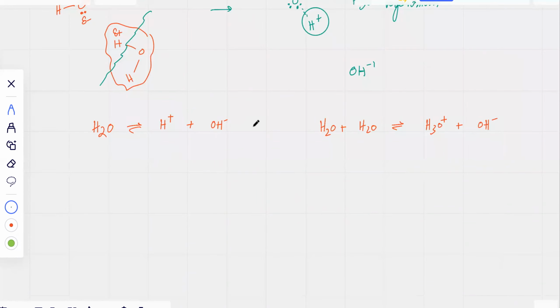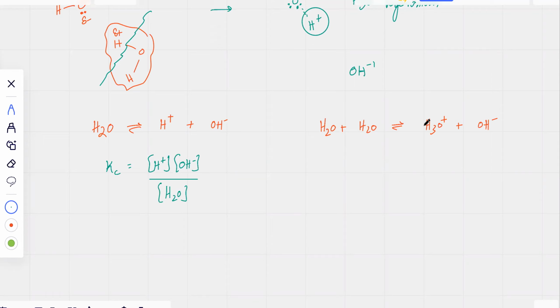Now look at these two reactions. They are equilibrium reactions. If they are equilibrium reactions, then there's a thing called Kc. And Kc is product concentration, which in this case is H plus 1 and OH minus 1, divided by your reactant concentration. So your reactants are water, the concentration of water.